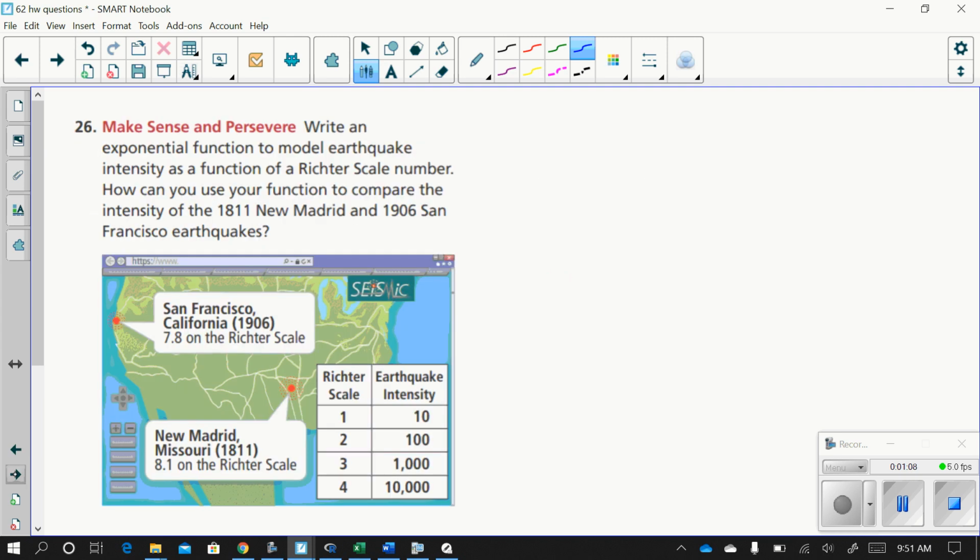The other one that was requested is number 26. Okay, 26 is a little bit of a word problem here. 26 says, write an exponential function to model earthquake intensity as a function of a Richter scale number. How can you use your function to compare the intensity of the 1811 New Madrid and the 1906 San Francisco earthquakes? So we need to find y equals a b to the x again.